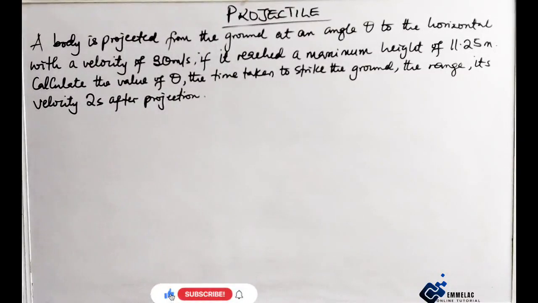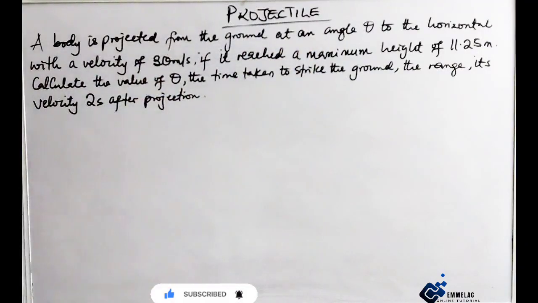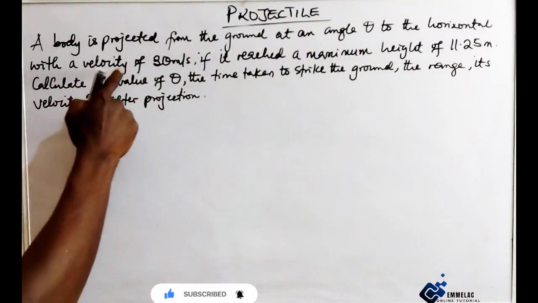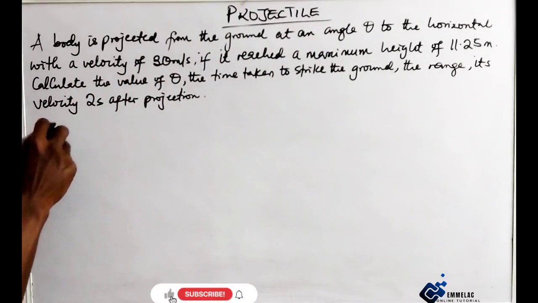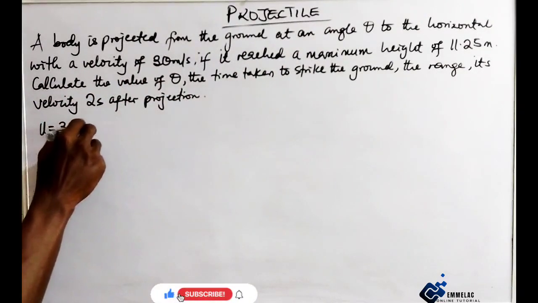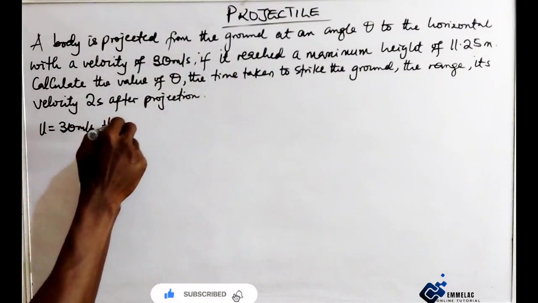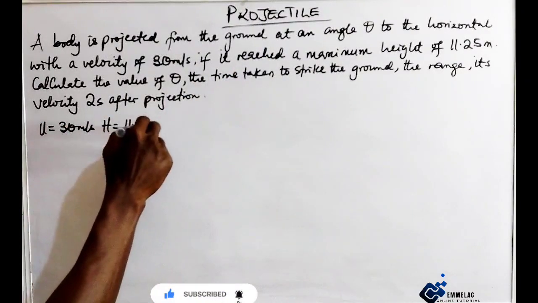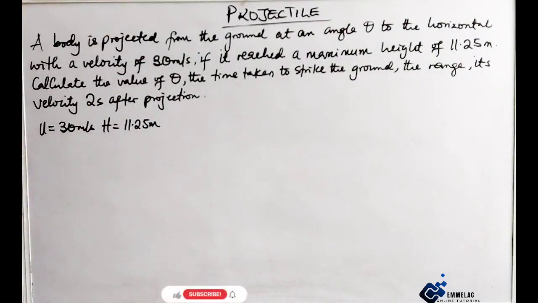Before us is this question in projectile and physics. A projectile is launched from the ground at an angle theta to the horizontal with a velocity of 30. So let's have that. Now, if it reaches the maximum height, I have to calculate for this.